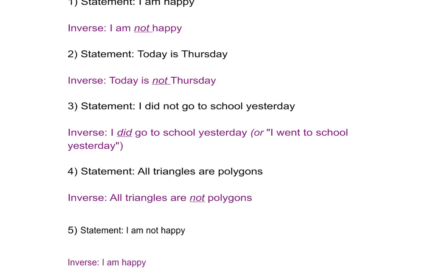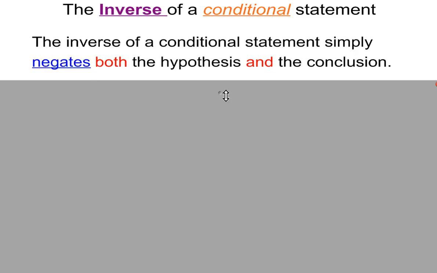Let's talk about taking the inverse of a conditional. So remember, a conditional has a premise and a conclusion, or a hypothesis and a conclusion. So when you take the inverse of a conditional, what you're doing is you're negating both the hypothesis and the conclusion, or both the premise and the conclusion. This belongs in your notes, so make sure you take them down.